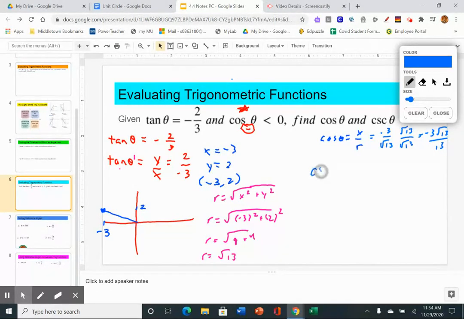Now for cosecant, my ratio is r over y. If you weren't sure if it was r over y, look back at your notes from the first slides. So that's going to be root 13 over 2. And you are done. So that is how you find the ratio of cosine and cosecant just given tangent. It's very important that they told us that cosine was less than 0 because that helped me figure out if the x or the y was negative.